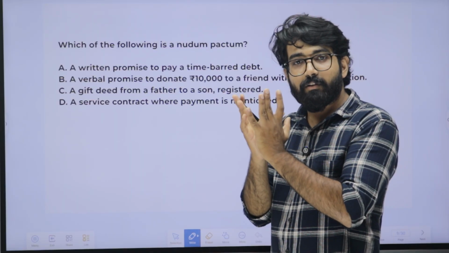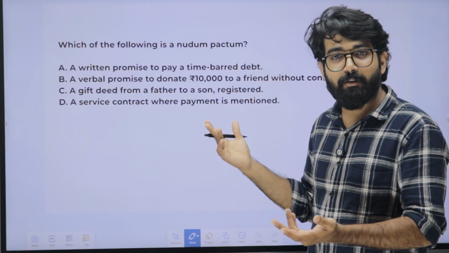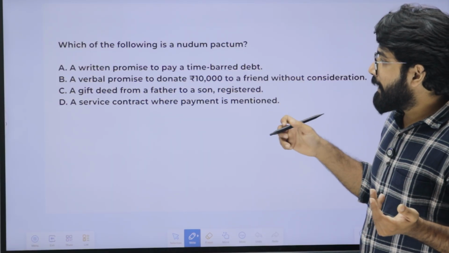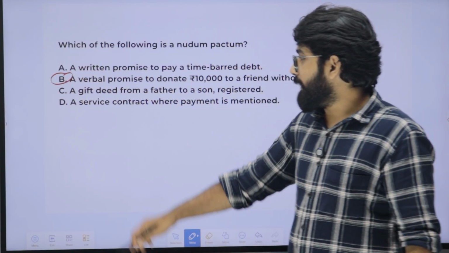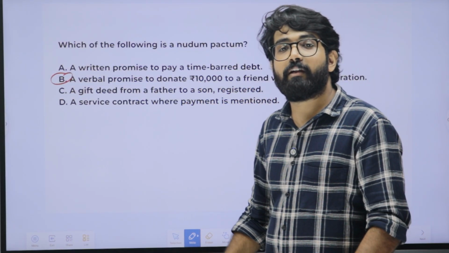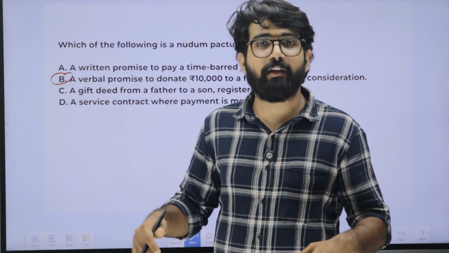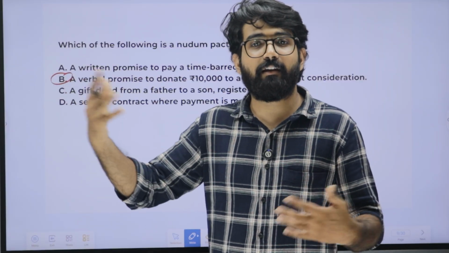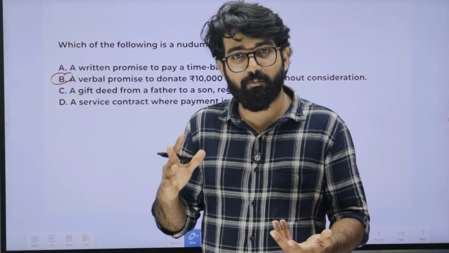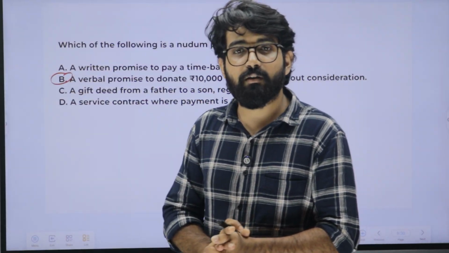An agreement without consideration. Or simply, which one of these is a void agreement, or which one of these is a void contract? So that is the question. Answer is B. A verbal promise to donate 10,000 to a friend without consideration. If we tell a friend, I will give you some money, and next time we do not provide him any money, he can't sue us. He is not giving something for me for that price. I am not buying anything from him. So we have already discussed that. This is a perfect example of agreement without consideration.